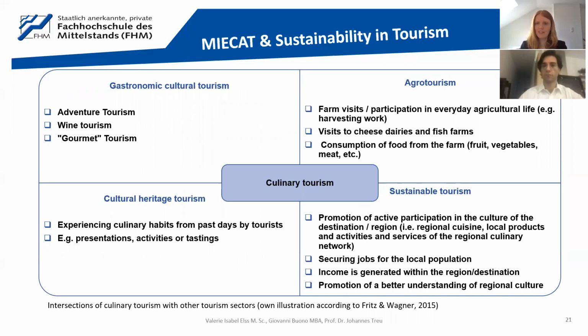So where can we find some intersections of MICAT, and especially of the interpretation of gastronomic traditions, with different areas within tourism? Of course, there's an intersection with gastronomic cultural tourism, like, for example, adventure tourism. Again, Smalahove from Norway could be an example for this, but also the area of wine tourism or gourmet tourism. And there's also a relation to cultural heritage tourism, so the tourists can directly participate in traditions of the past through presentations, festivals, workshops, activities, and tastings.